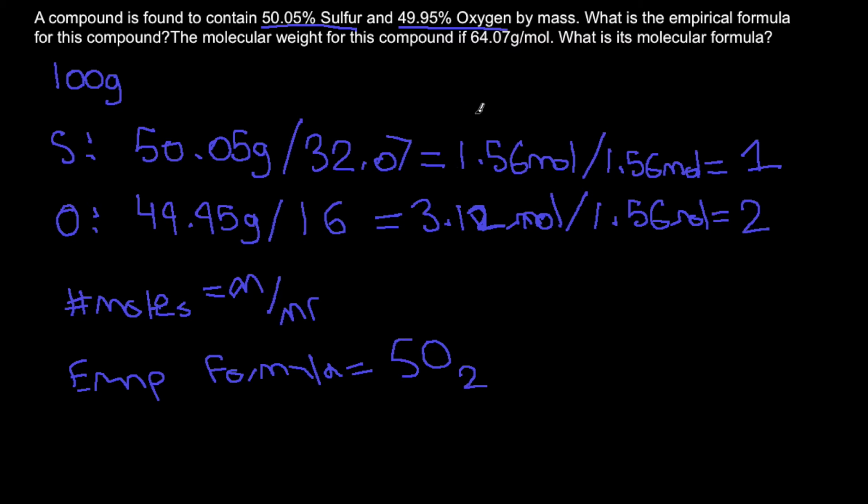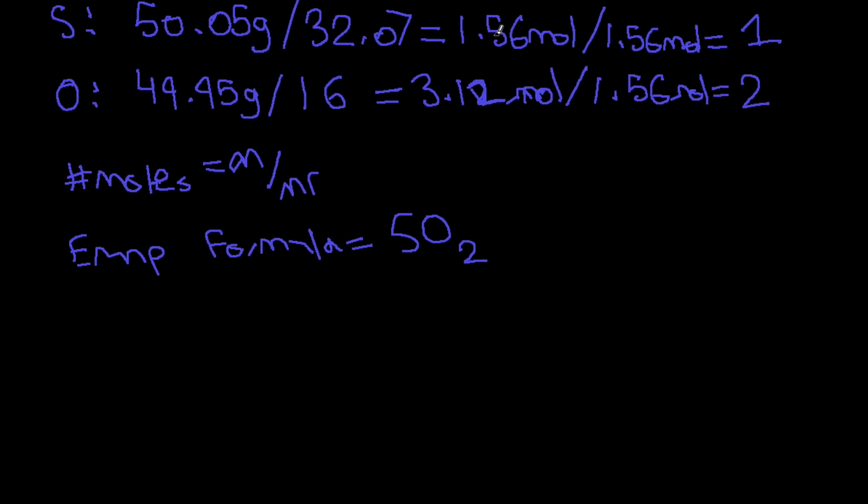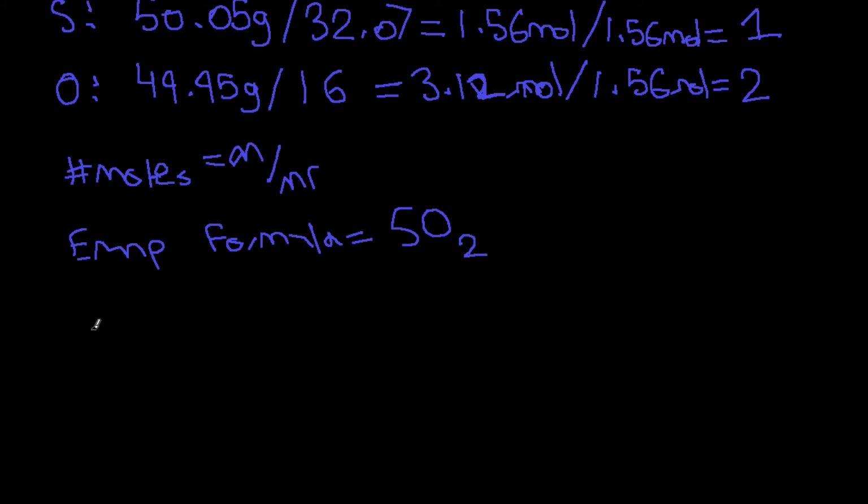This question also asks us for the molecular formula. It tells us that the molecular weight for the compound is 64.07 grams per mole. So because our empirical formula is the simplest form that the compound will take, the molecular formula may or may not be the same. So we have to do one extra calculation to determine what the molecular formula is. So if we go down here, we know that the molecular weight is 64.07.